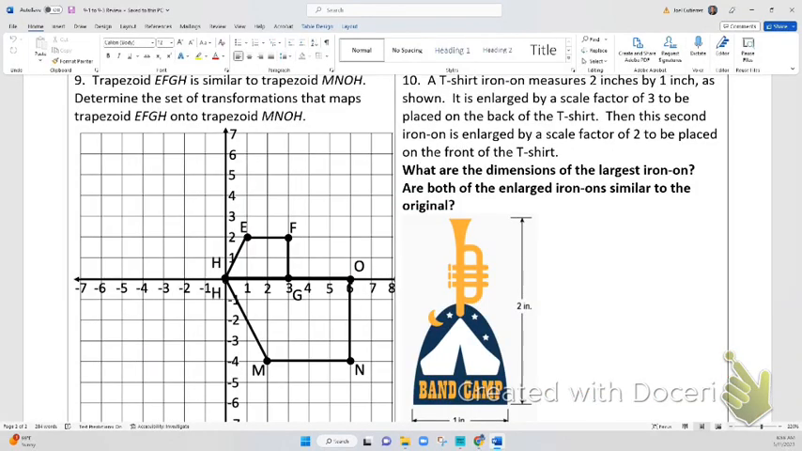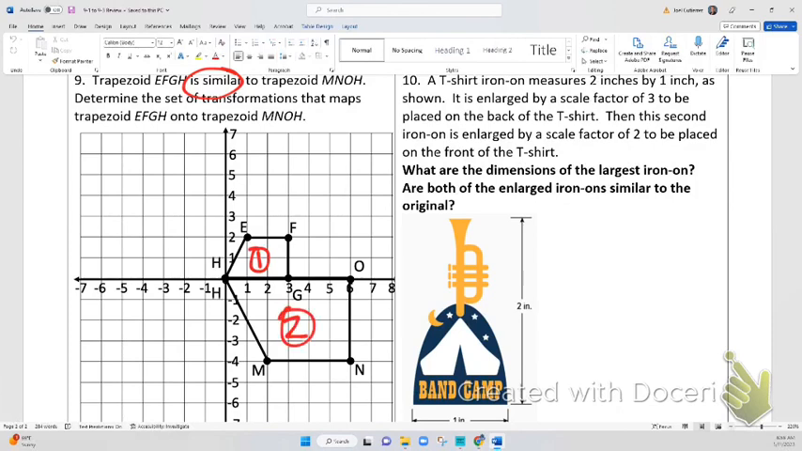Okay, so for number 9, it says trapezoid EFGH is similar. They're not asking you, are they similar? They're telling you they are similar. And it says, determine the set of transformations that maps EFGH onto MNOH. So EFGH, we're going to put a number 1. They're asking us, how do I get to number 2, right?